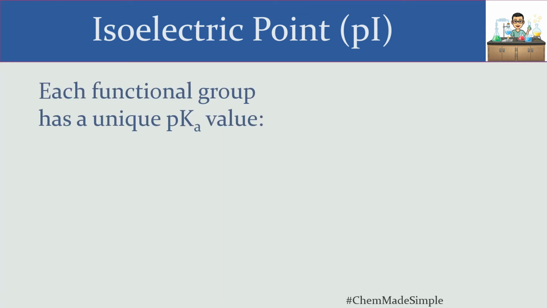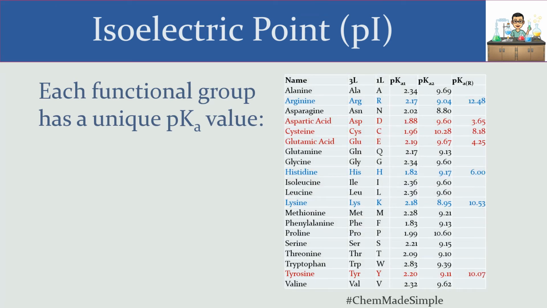Well, the way that we know whether a functional group has a proton attached or doesn't is by taking a look and comparing the current pH to the pKa value. Each functional group has a unique pKa value, so you can look up the pKa value for a particular R group on an amino acid, or the C-terminus or the N-terminus. And that table would look like this.